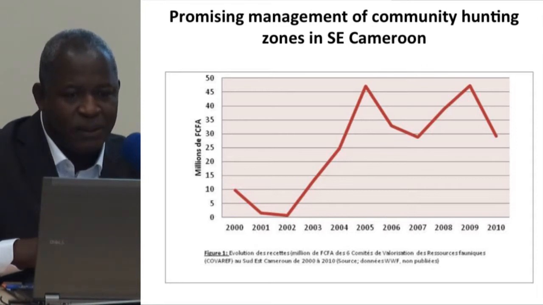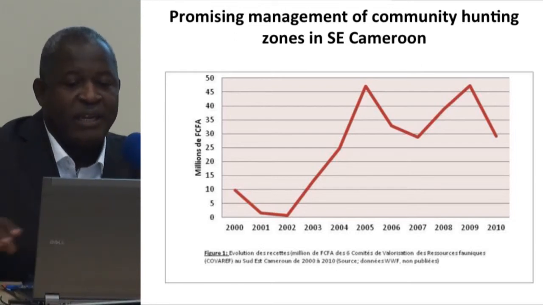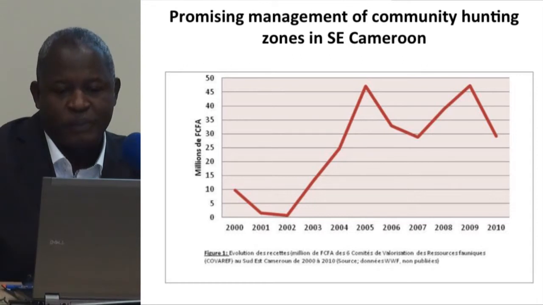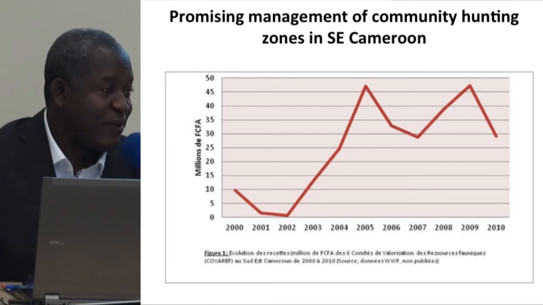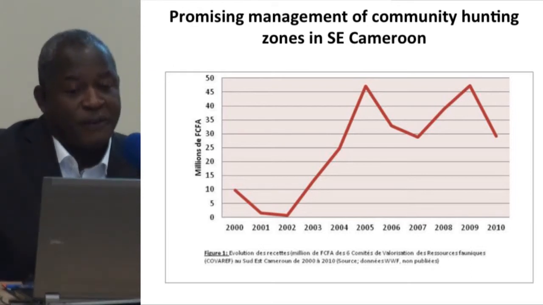And this is an example of how the community has been managing a community hunting zone in the southeast. If you see in the graph, you will realize that they made quite good benefit. For instance, we have the peak here, more than 45 million per year, particularly in 2005 and in 2009. Here we can maybe explain this by the general world crisis. Most of the funds that the community gets here are allocated to social investment: they build schools, health centers, and even give scholarships to students at the university.